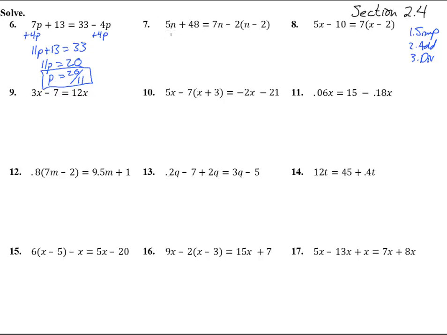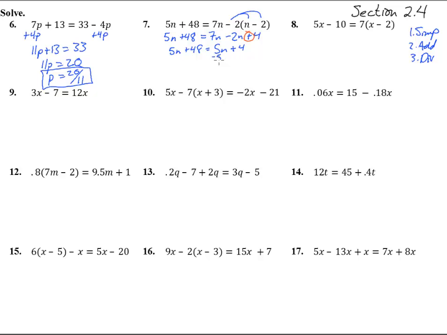Number 7. 5n plus 48 equals 7n minus 2, n minus 2. So let's get rid of those parentheses first. 7n, that's going to come in like this. That's minus 2n plus 4. Don't forget this right here is a positive sign because you have a negative 2 times a negative 2. So we end up with 5n plus 48 equals 5n plus 4.